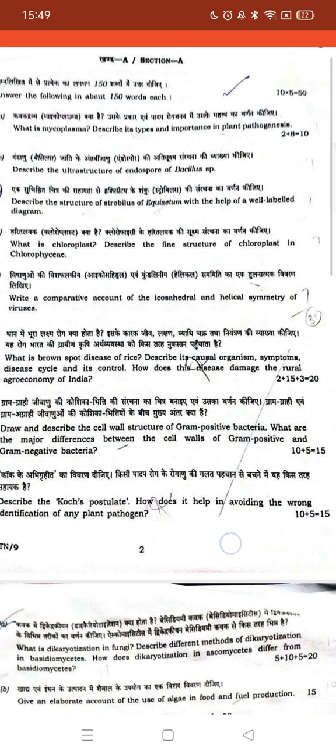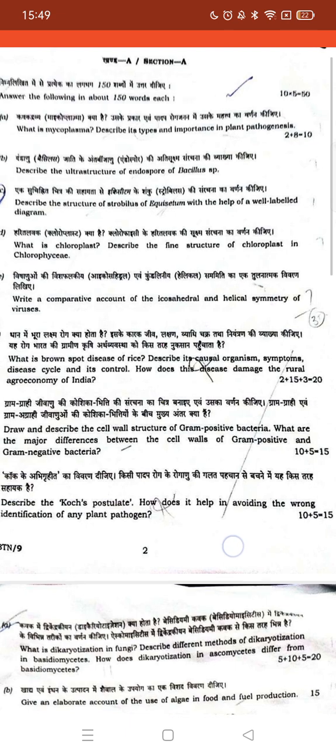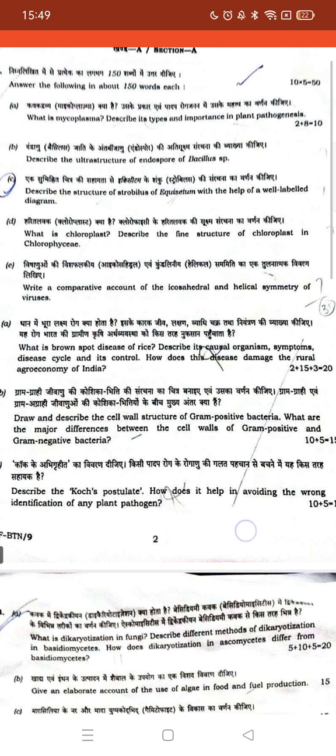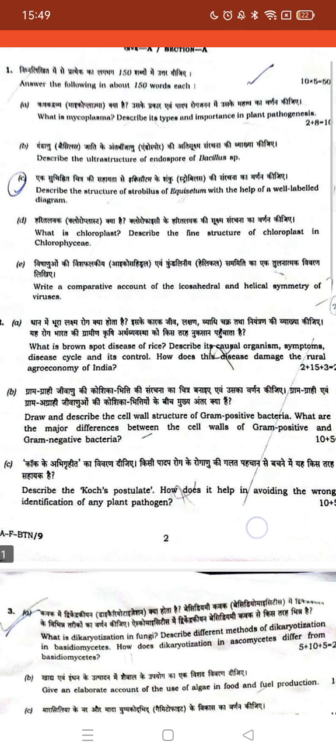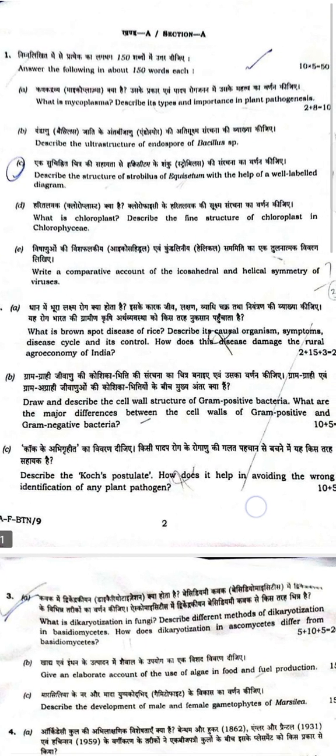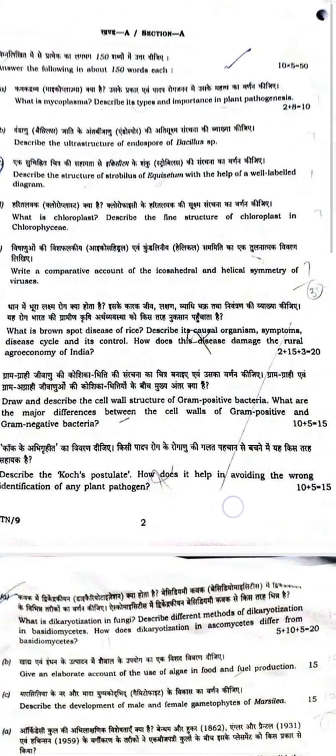What is the brown spot disease of rice? Describe its causal organism, symptoms, disease cycle, and its control. How does this disease damage the rural agroeconomy of India? The B in question number 2 is, draw and describe the cell wall structure of gram-positive bacteria. What are the major differences between the cell walls of gram-positive and gram-negative bacteria?